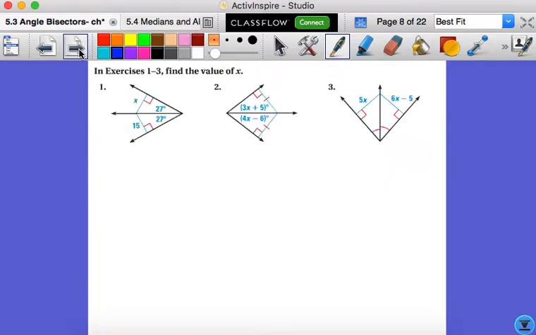Taking a look at each of these on your own, find the value of x, and then unpause the video to check your answer. So we should have 15, 11, and 5.